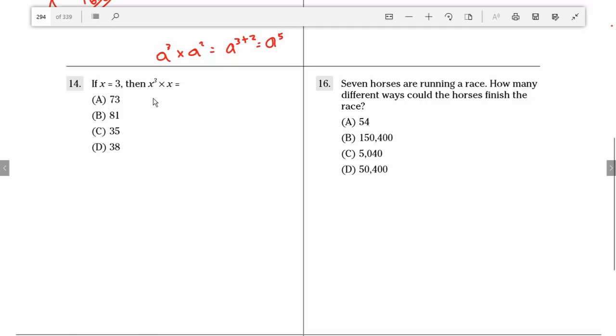So let's take a look at this one. We're told x equals 3, and we're given x to the third times x to the 1. So this is going to be x to the fourth. Let's just plug in 3 for x, so this becomes 3 to the fourth. Well, 3 times 3 is 9, times 3 is 27. 27 times 3 is going to be, 7 times 3 is 21.